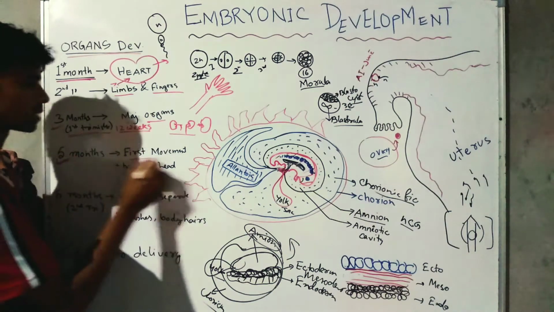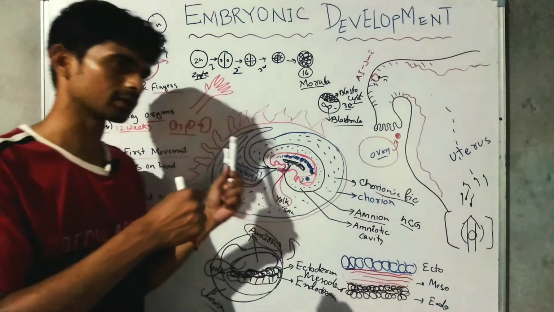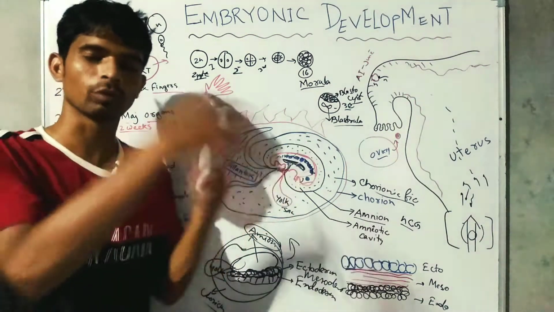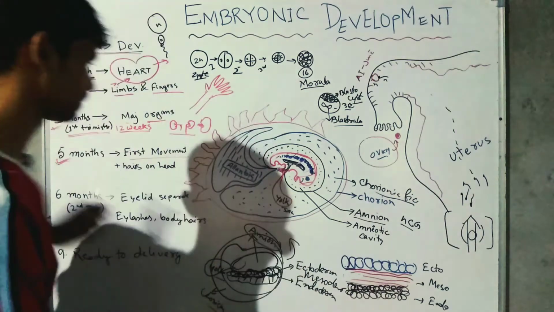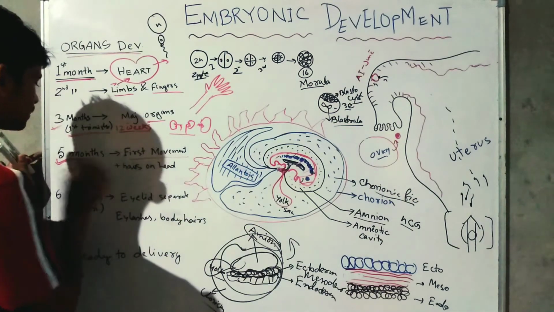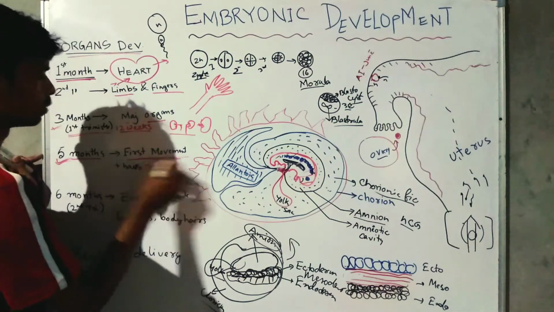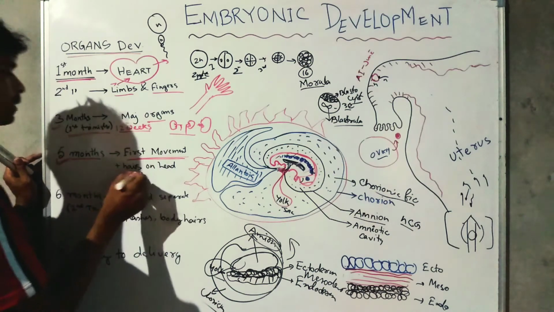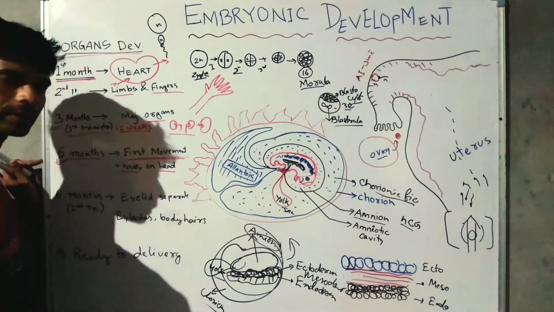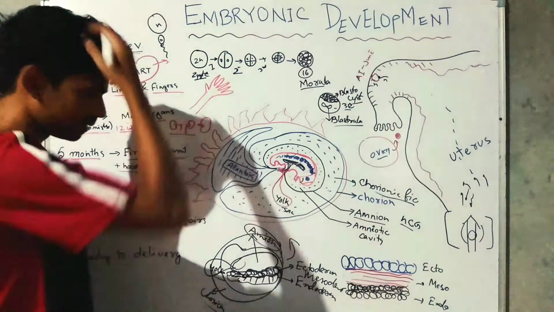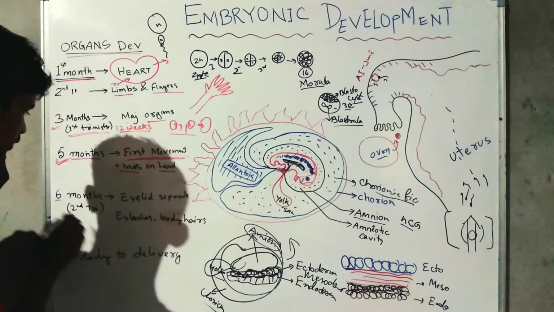After 5 months, the first movement: the baby will kick. The first movement of the body of the baby will be seen in the 5th month, and also hair on the head will come.